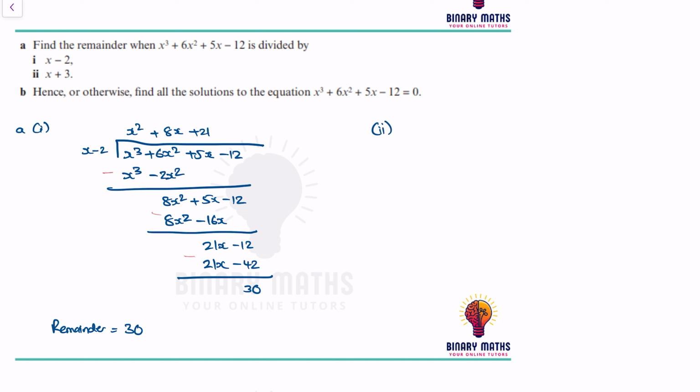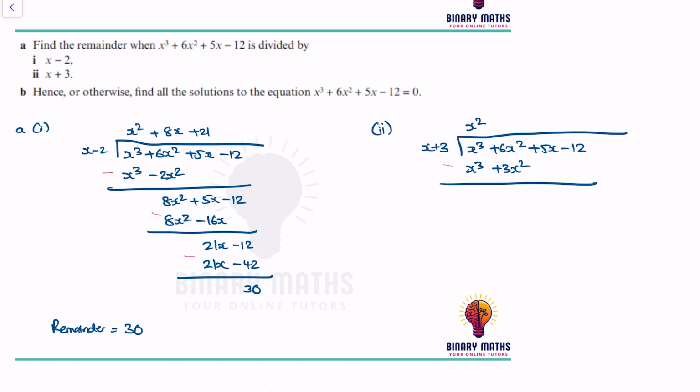Part 2, I'm doing the same thing, but I'm dividing now by x plus 3. So x plus 3 divided into x cubed plus 6x squared plus 5x minus 12. Okay, which means I need to do x times what gives me x cubed? It's x squared. 3 times x squared is 3x squared. Subtracting, the first term disappears. I'm left with 3x squared plus 5x take away 12. x times what gives me 3x squared?